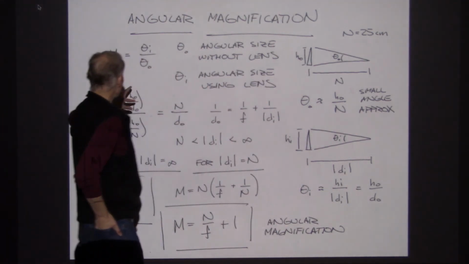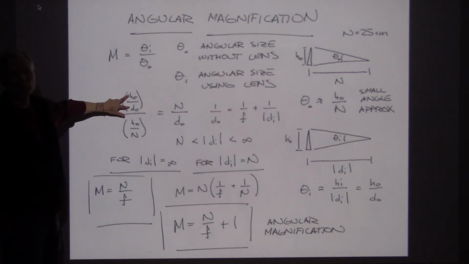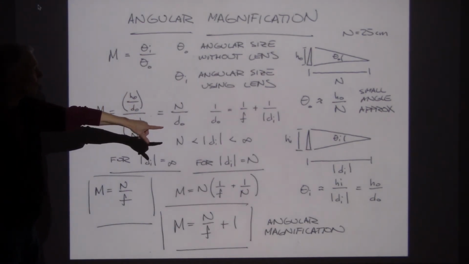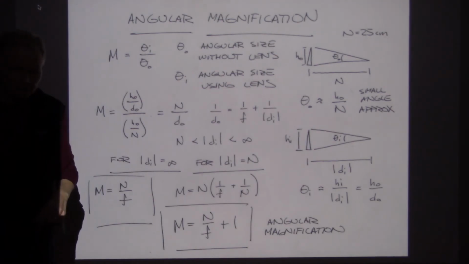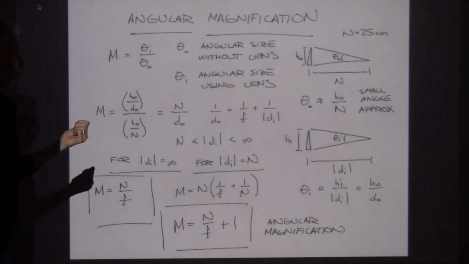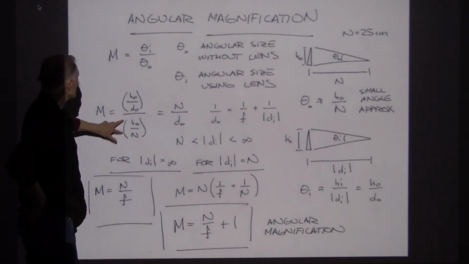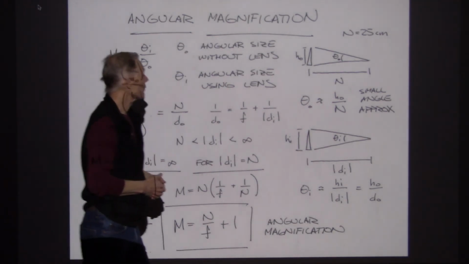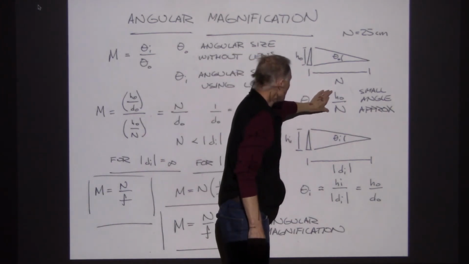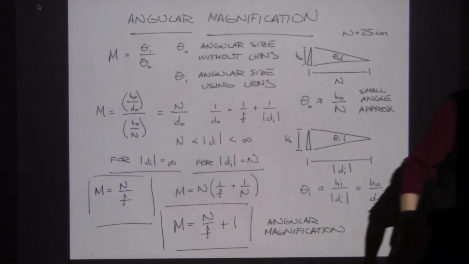So I'm going to get a positive number for theta I by doing this. Instead of writing in the image numbers, I'm going to write in the object numbers because we have similar triangles. Look at that diagram from the page before, and this is going to work. Now on the other side, I'm going to use my reference angle. What's the best I can do without the lens? That comes from right here, HO over N.